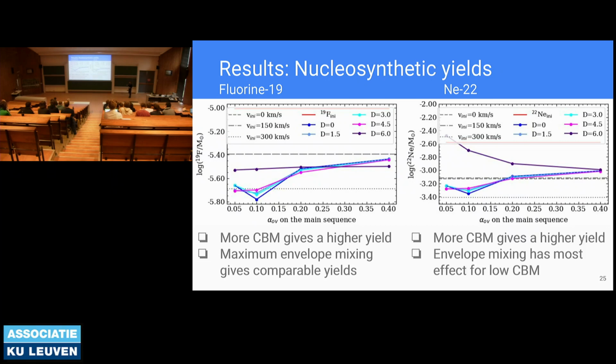Again, more convective boundary mixing gives a higher yield, especially for this one. And the envelope mixing has most effect for the lowest convective boundary mixing, because as you can see here, it has almost no effect anymore. Here we actually get one model with a positive net yield. The rest of them destroy more neon than they create.